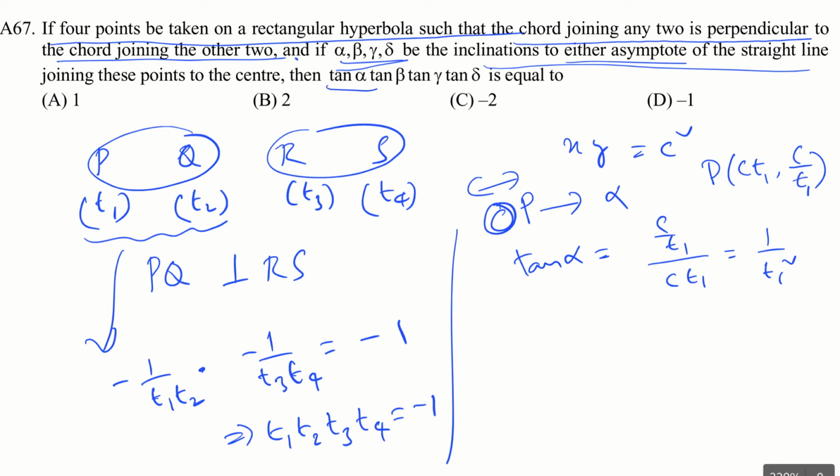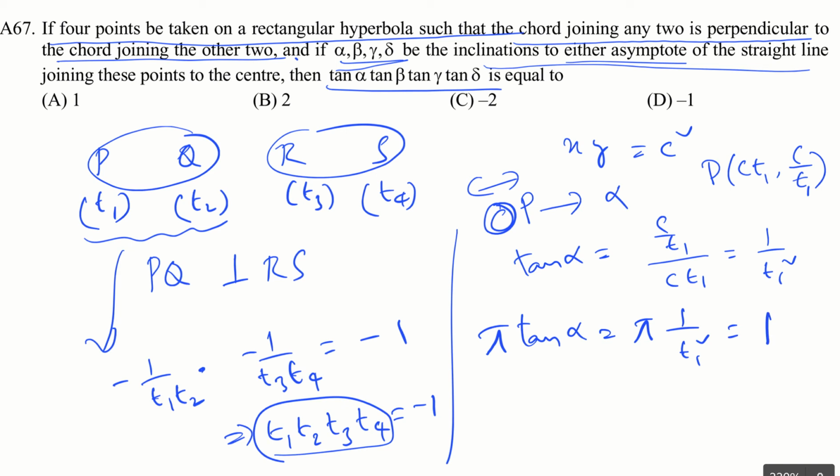Now he asked for tan alpha into tan beta into tan gamma into tan delta. So product of tan alpha is nothing but product of 1 by T1 square. Now we know that product of T1 is minus 1, therefore this is nothing but 1. Let's go to next problem.